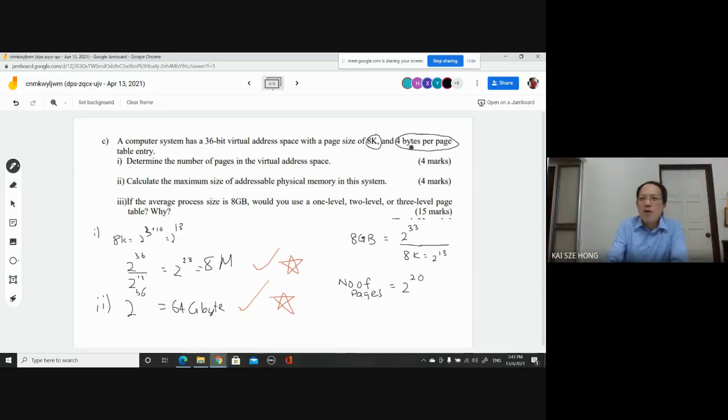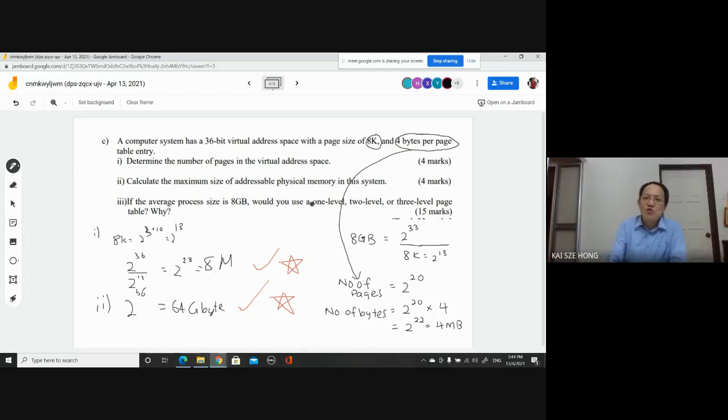So here they say 4 bytes per page table entry. That means you need 4 bytes for each of them. So how many are there? The number of bytes will be equal to 2 to the power of 20 multiplied by 4 bytes. This will be equal to 2 to the power of 22, which equals 4 megabytes. So 4 megabytes required for your page table.